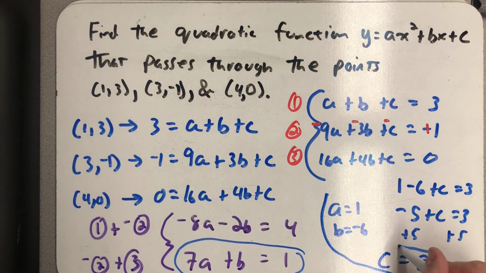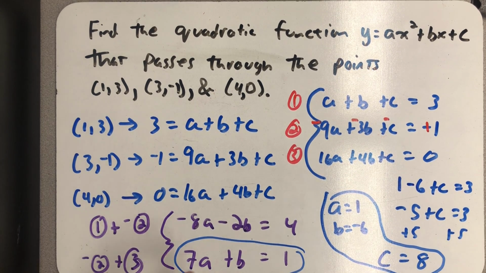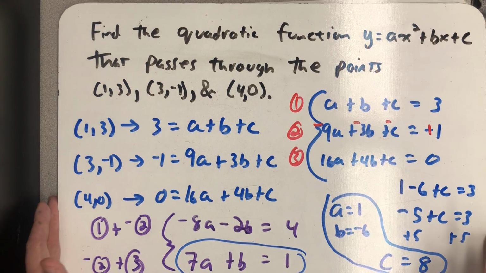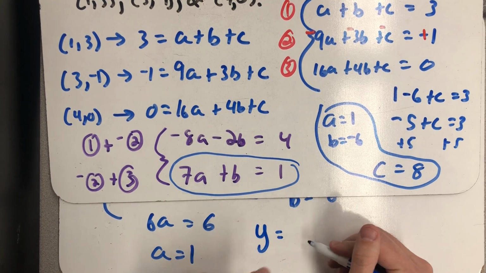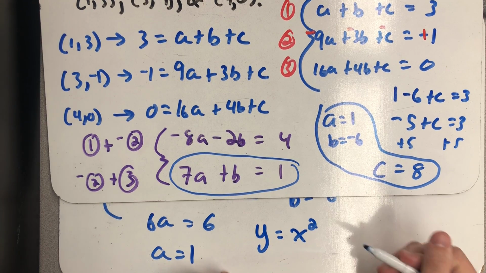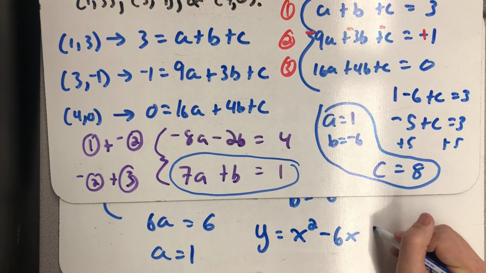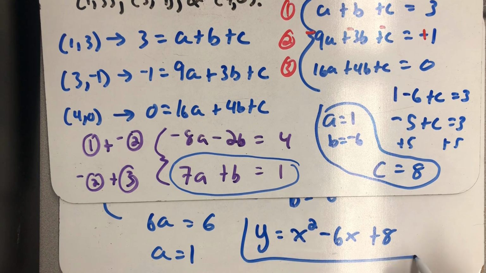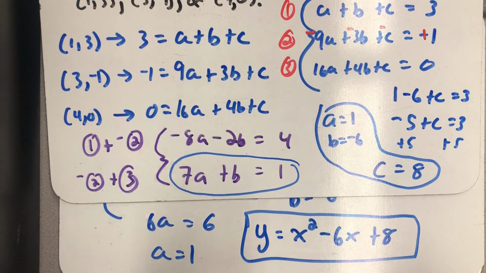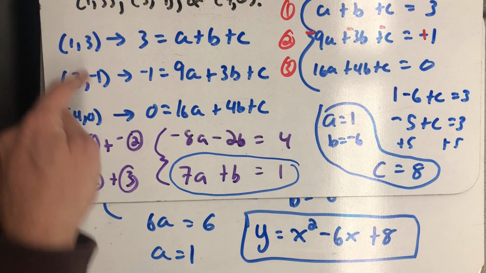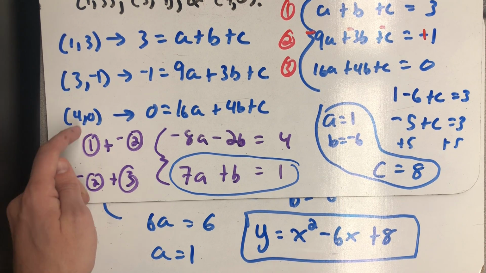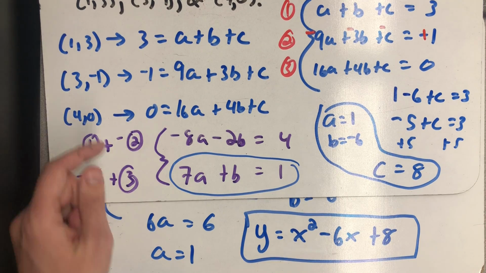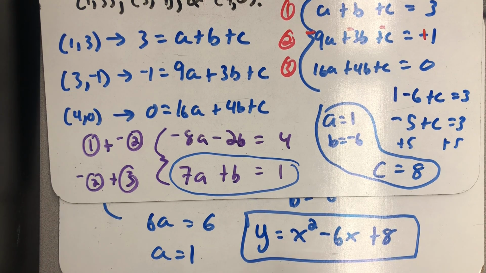So here are my values for a, b, and c, but I haven't answered the question yet. I wasn't asked to find a, b, and c directly. I was asked to find a function. So I want to write down the function we just found. So y is equal to ax squared, so 1 times x squared, minus 6x plus 8. This is the quadratic function that passes through the 3 points I was given originally. You can actually check this answer by plugging in the values for x and making sure you get out the values for y. I'll let you do that as an exercise.